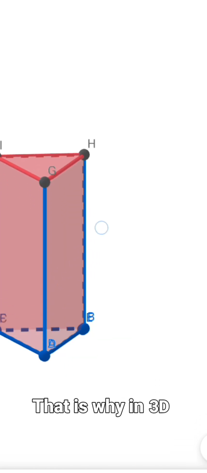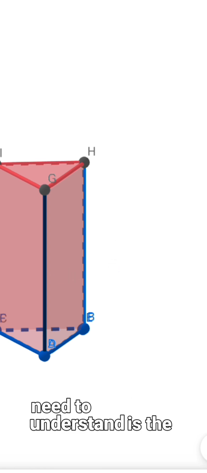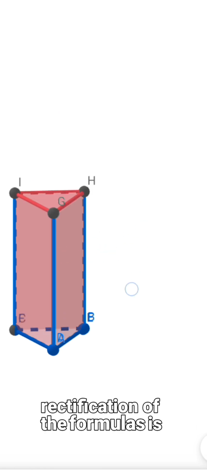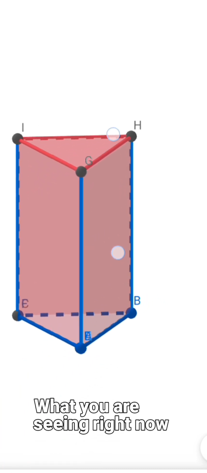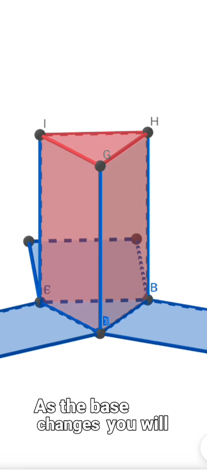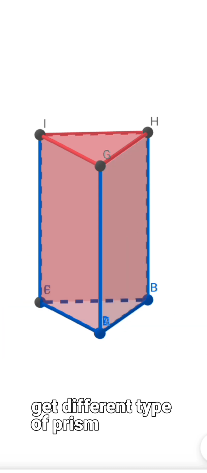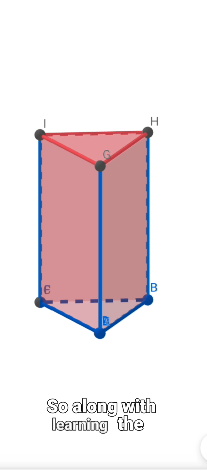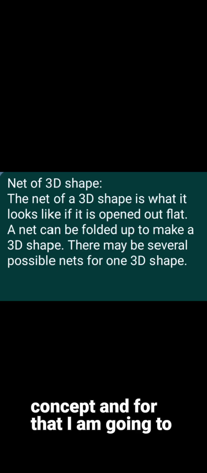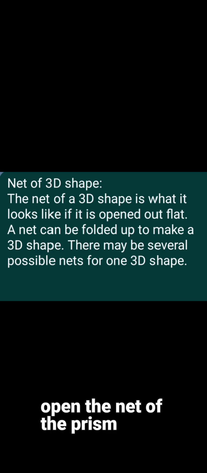That is why in 3D shapes, all we need to understand is the structure of the shape, because memorization of the formulas is not the solution. The prism you are seeing right now is just one type of prism. As the base changes, you will get different types of prism. So along with learning the formulas, you will understand the concept. And for that, I am going to open the net of the prism.